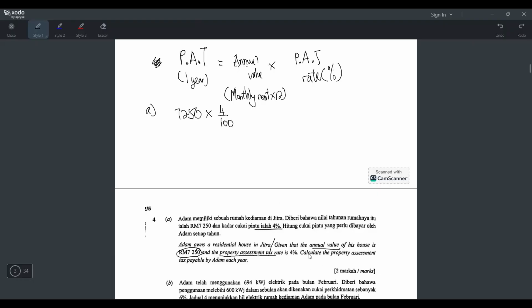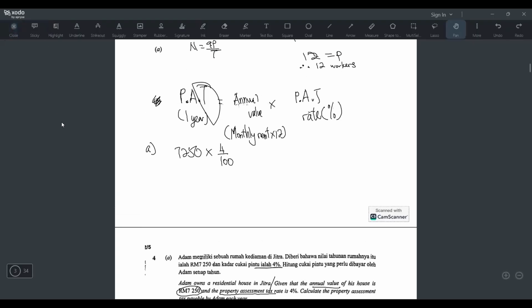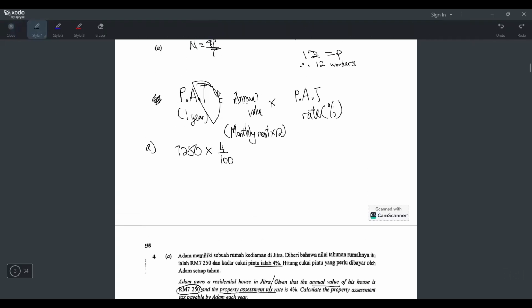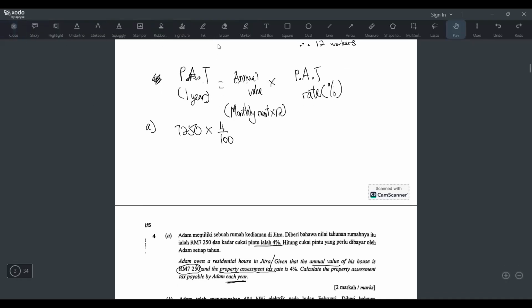Okay, and then what they want, calculate property assessment tax payable by Adam each year. It means for 1 year. So this formula is for 1 year. But you have to be careful. Sometimes they ask for like half a year. Yeah, there are questions like this. They ask for half a year, then maybe you have to divide by two, all right? So you have to be careful. Just remember that this formula is to calculate for 1 year, right?